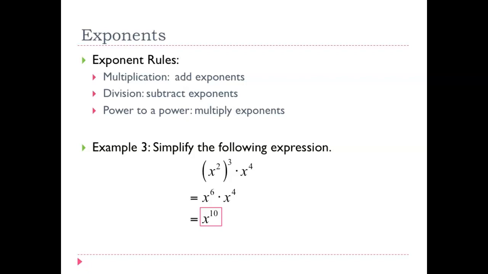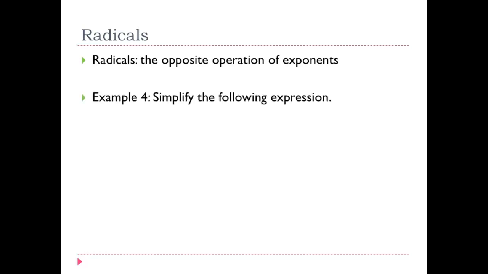All right, and then next topic will be radicals. So radicals are the opposite operation of exponents. So just as if you raise something to the third power, the opposite operation of that would be taking the cube root, and so that is dealing with radicals. So take a look at example 4. We have the square root of 3 to the fourth power. You can write this out if you'd like as the square root of 3 multiplied by itself 4 times, and then simplify this as much as you can.